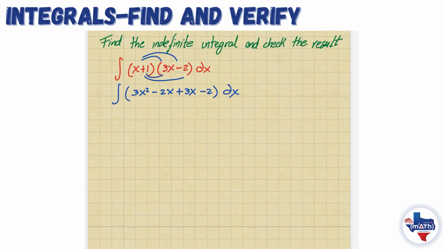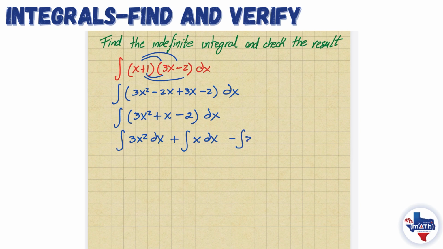Okay, then we will combine like terms. We have 3x squared, negative 2x plus 3x, that is just x, minus 2 dx. Okay, let's distribute our integral. We'll have the integral of 3x squared dx plus the integral of x dx minus the integral of 2 dx. In theory, what we'll have here is 3 times the integral of x squared dx plus the integral of x dx, just repeating that one, minus 2 times the integral of dx.